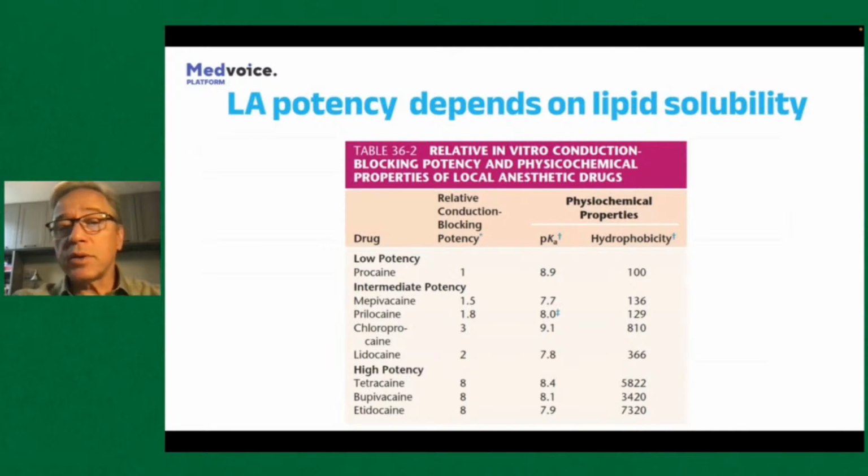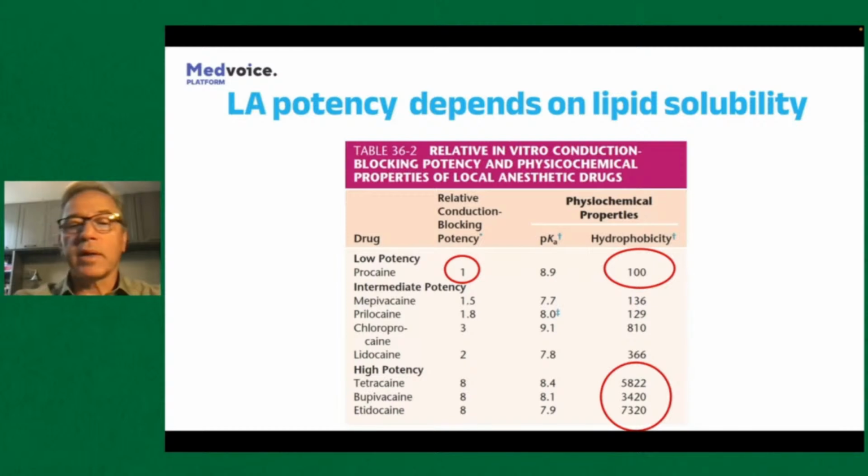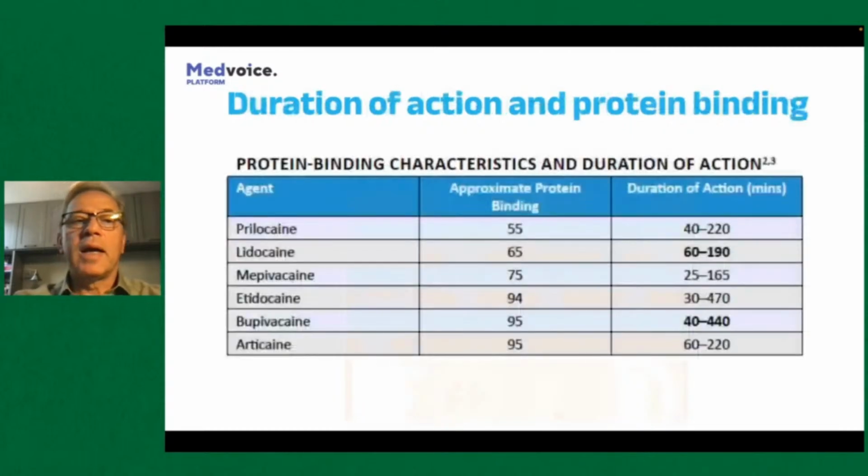Local anesthetic potency, as we said, depends on lipid solubility. Let's have a look. Here's the lipid solubility of procaine, say it's 100, and procaine, as we said, has a potency of 1. If we look at the highly potent agents like tetracaine, bupivacaine, and etidocaine, it's a lot higher. They are a lot more lipophilic or hydrophobic, which is the same thing. Hence, they are a lot more potent.